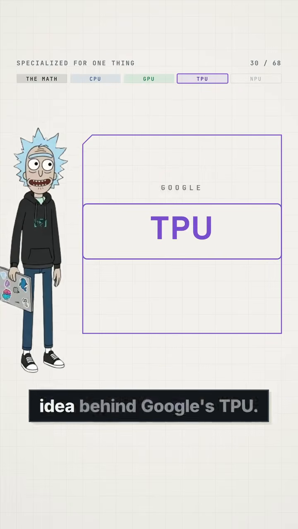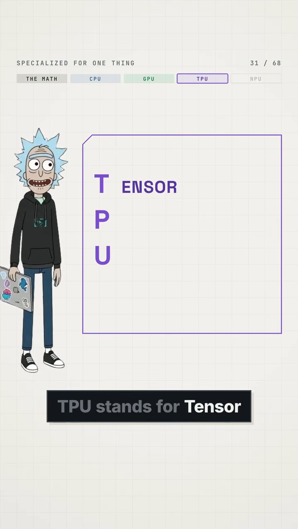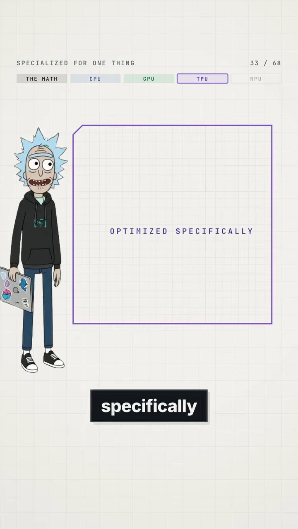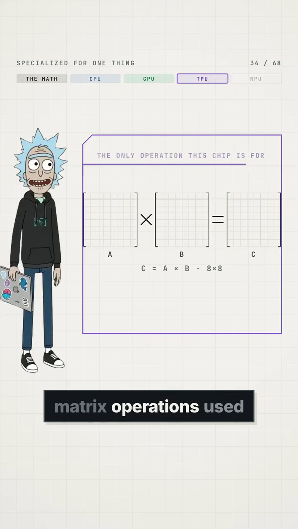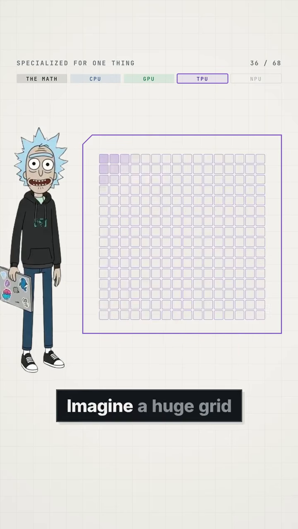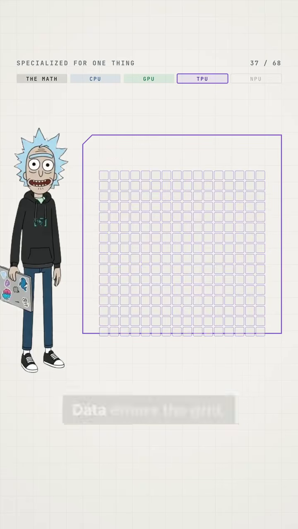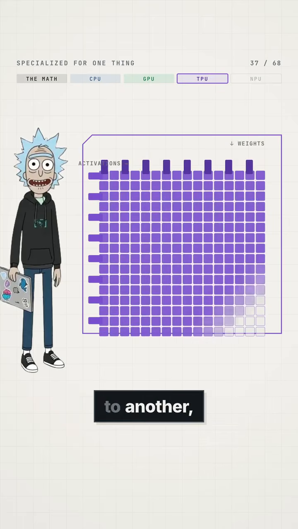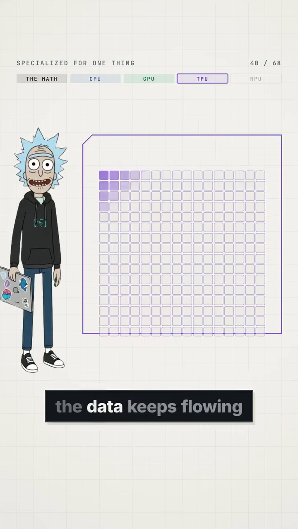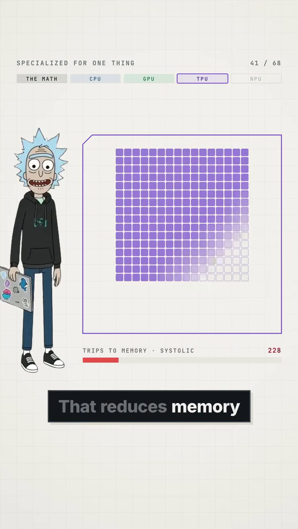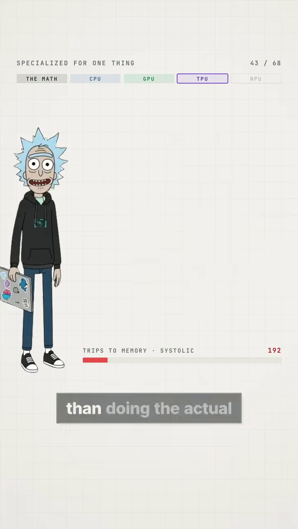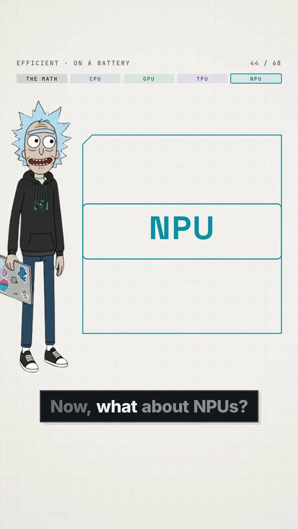That's basically the idea behind Google's TPU. TPU stands for Tensor Processing Unit. Instead of being designed for graphics first, TPUs are optimized specifically for the tensor and matrix operations used heavily in machine learning. One important design is something called the systolic array. Imagine a huge grid of tiny calculators. Data enters the grid, moves from one calculator to another, and gets reused along the way. Instead of constantly going back to memory for every operation, the data keeps flowing through the chip. That reduces memory movement, which is extremely important because moving data can sometimes cost more time and energy than doing the actual multiplication.